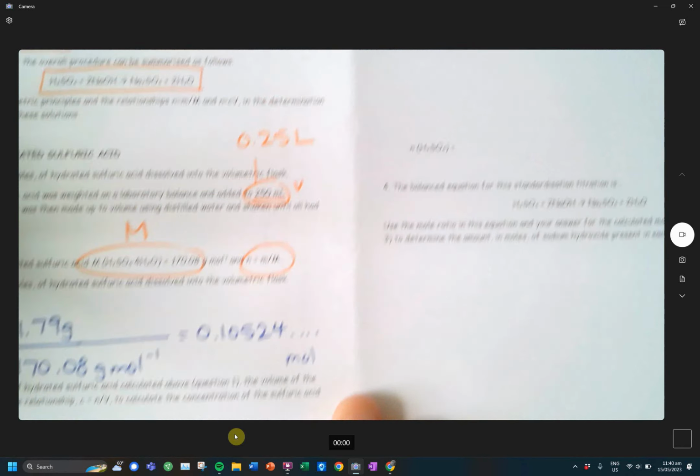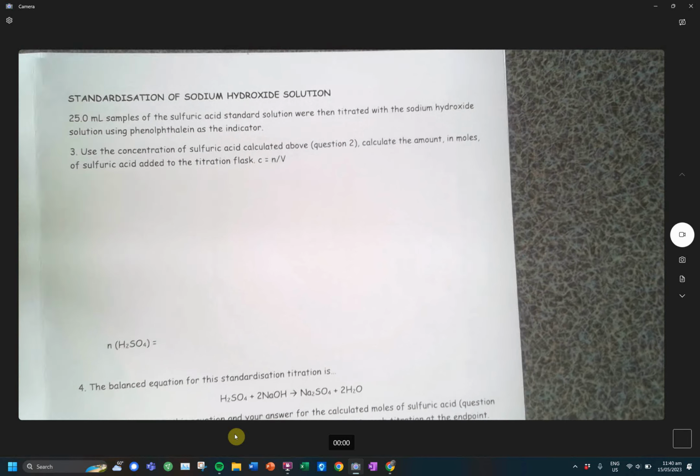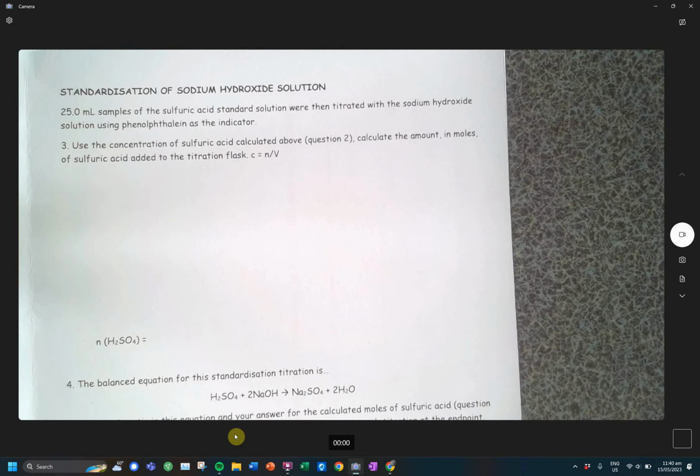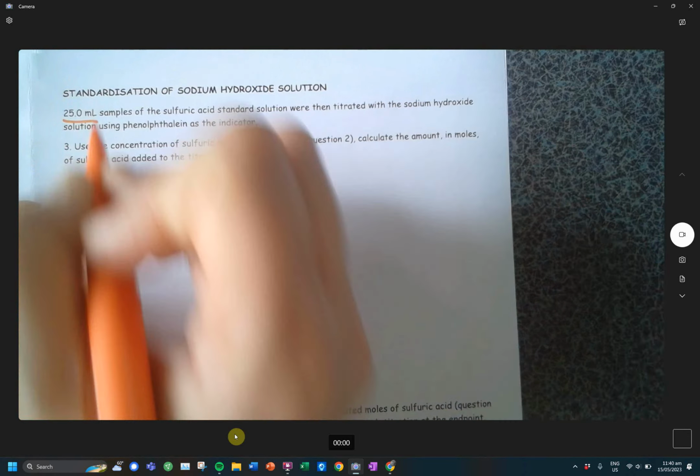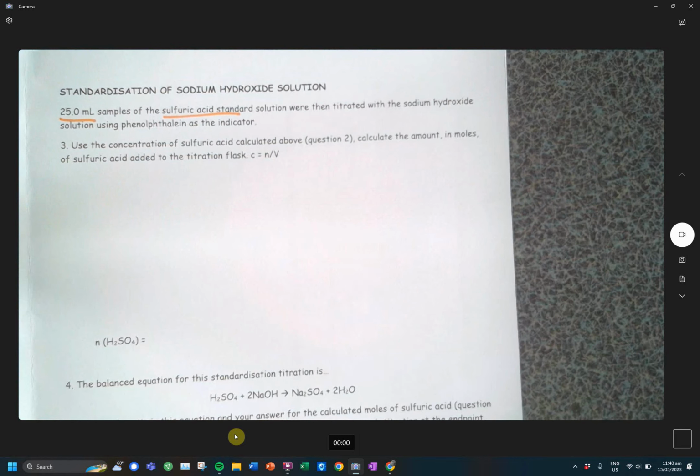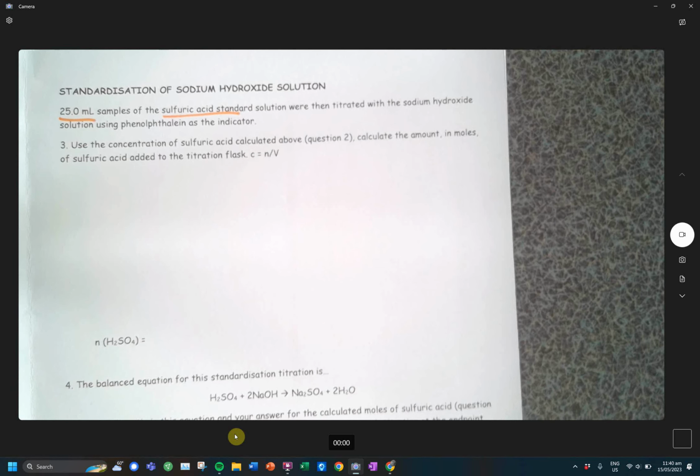Now I am going to be using my sulfuric acid, and I am using it in the pipette, and I'm aliquoting out a certain amount of that. So I am taking out 25 ml samples of my sulfuric acid, and then I'm going to use that to titrate against the sodium hydroxide. So again, we are using the value that we had in our previous calculation. In this case now, what I want to know is the amount of sulfuric acid in an aliquot.